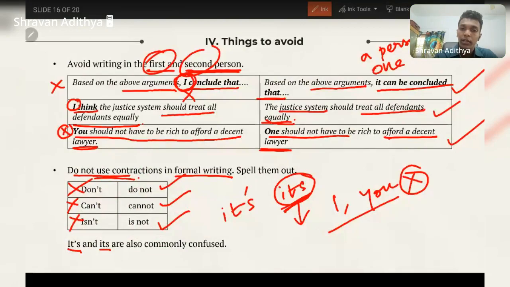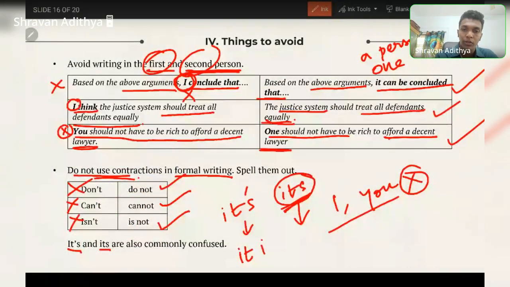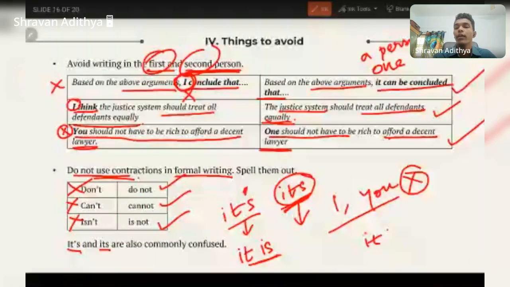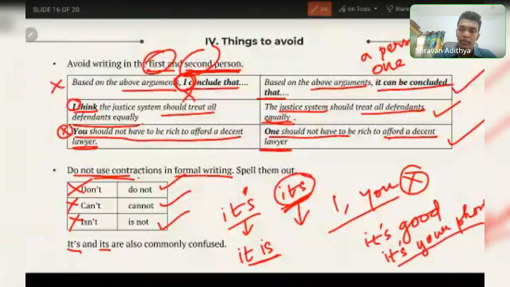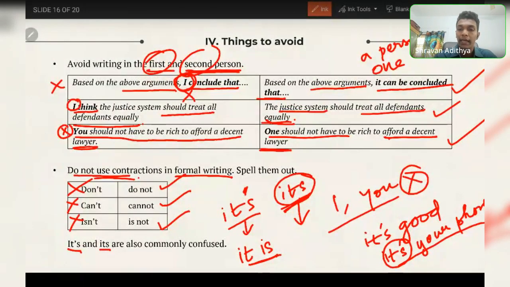Here, it's with an apostrophe stands for it is. It is good, for that you can say it's good. It's your phone. For that you can write it this way, but you cannot use this version, ITS, without an apostrophe here. It's good. It's your phone.